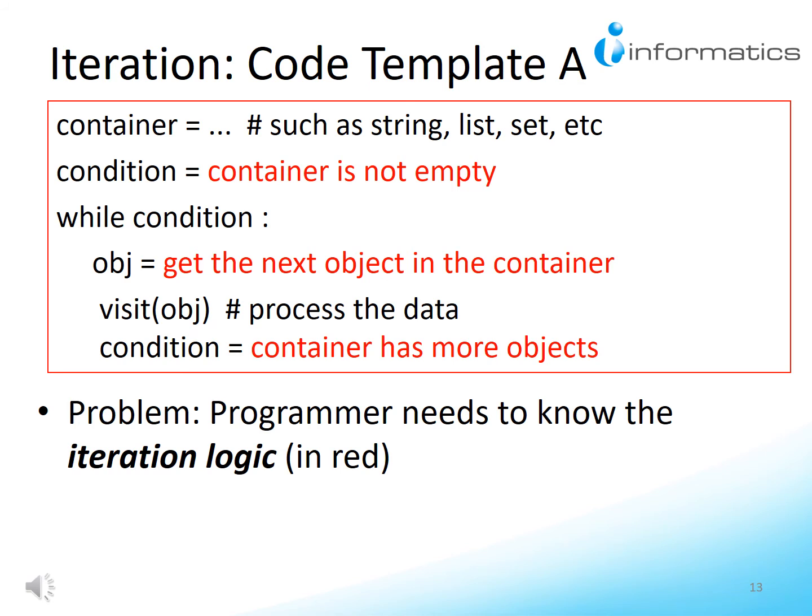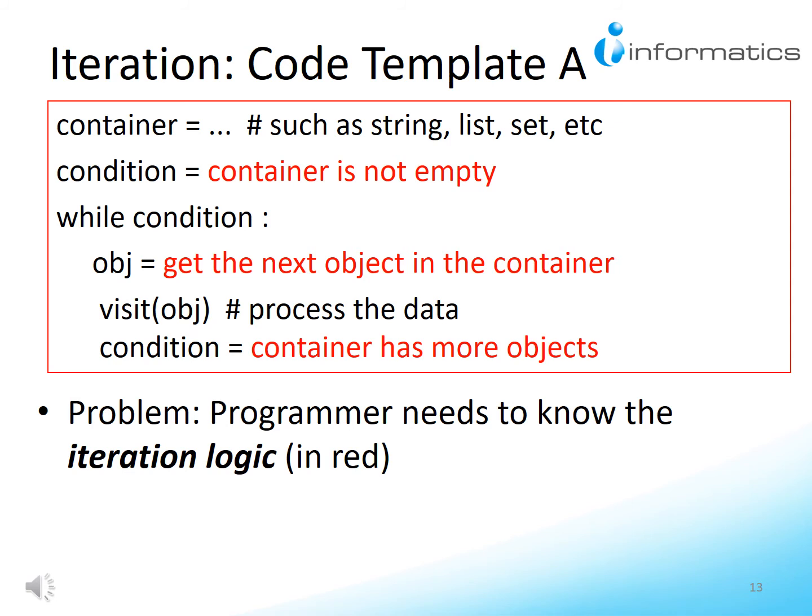demonstrates how such traversal of a container can be realized by using a while loop. Let container be any compound structure such as string, list, set, etc. The loop continuation condition is: the container is not empty. The loop body gets the next object in the container and visits the object, which will process the data represented by the object according to the business logic of the problem domain.